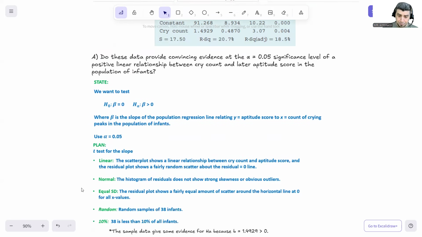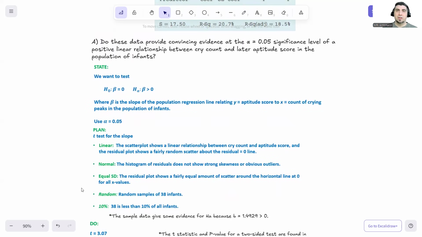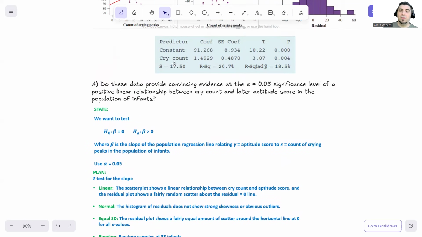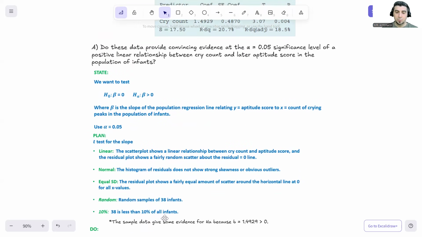In our do step, this is where we're going to calculate the t statistic and p-value and so forth. But let me back up a second. Because our cry count slope is 1.4929, this does give some evidence for the alternative hypothesis. Now, you don't have to put this in your significance test. You don't have to make this statement that I have right here with the star. I'm just showing you that already we have some evidence, but we don't know if it's convincing or not because we haven't calculated the p-value.